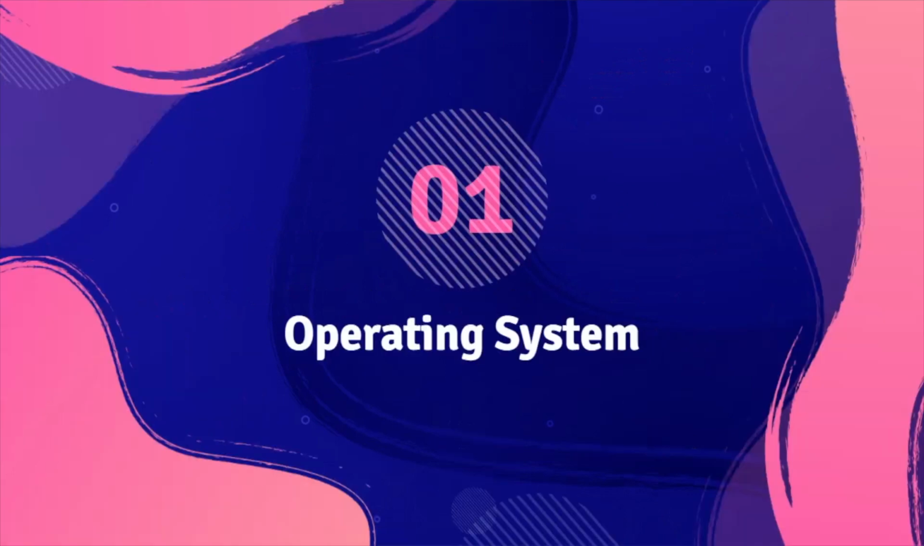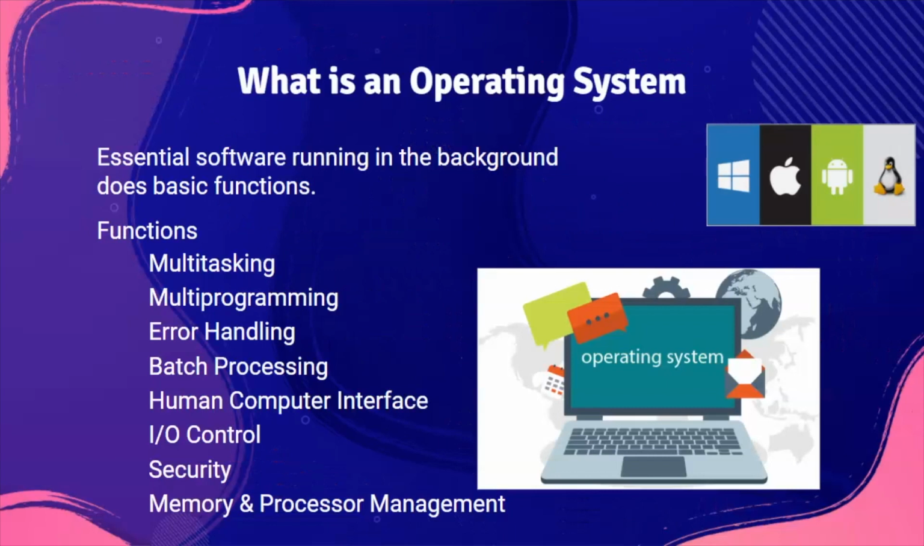Firstly, operating systems. Operating system is an essential software running in the background. Most of you would have known it as OS in short. Examples include Windows, Apple, Android, and Linux. The functions carried out by operating systems are multitasking, multiprogramming, error handling, batch processing, human computer interface, input output control, security, and memory and processor management.